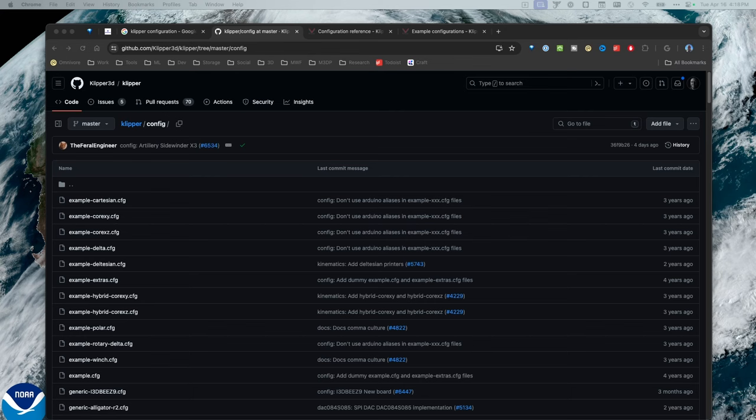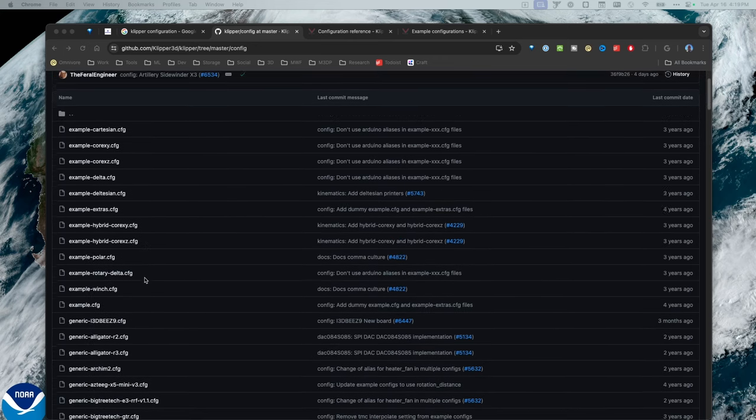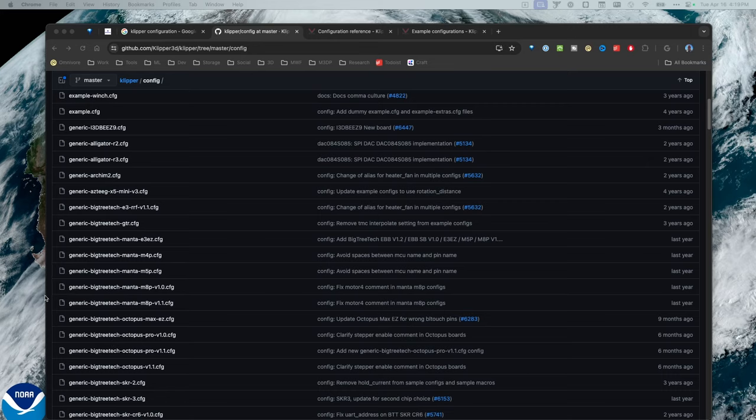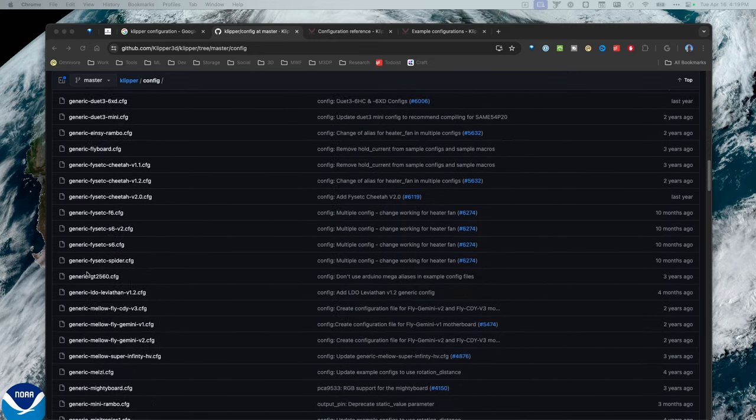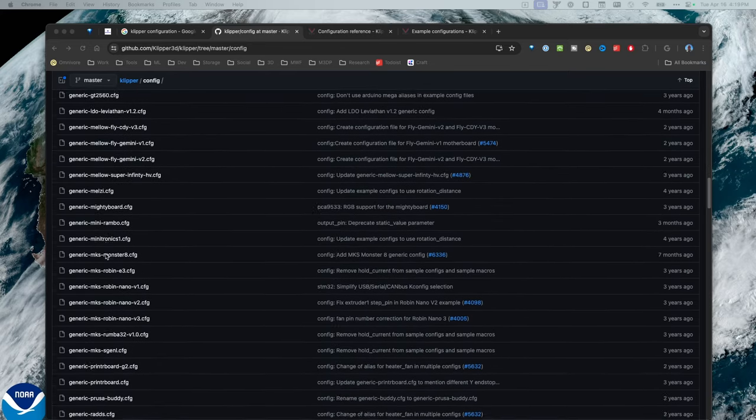Periodically, I work with people to help them configure their printer, and one of the most common questions is Klipper configurations. If you don't have this GitHub site bookmarked, you really need to, and this is the Klipper configuration example site, and there is some really awesome stuff here. So they have some general examples of configurations, but then if you start scrolling down, they have examples for generic Big Tree Tech boards, they have Duet boards, all various boards you could be interested in.